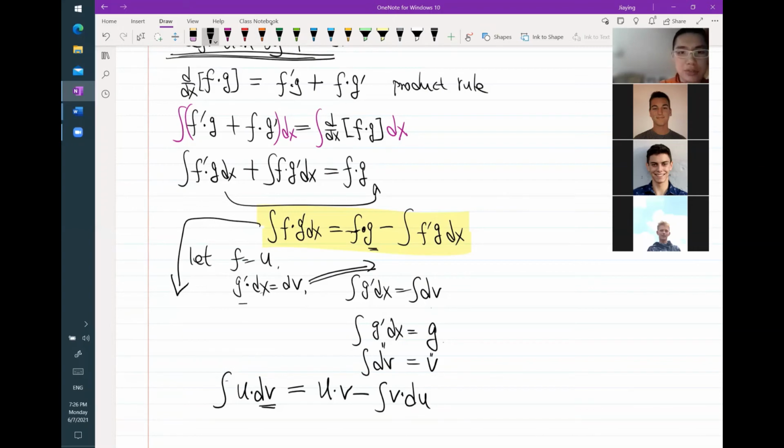Because I had g prime dx equals dv, and then I have integral g prime dx equals integral dv. So that means g and v I got by integrating them, integrating the left side separately from the right side. So I get g and v. Those two have to be the same because the left sides are the same. So g equals v.